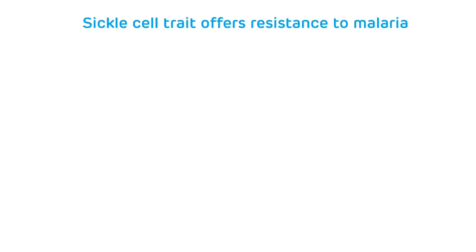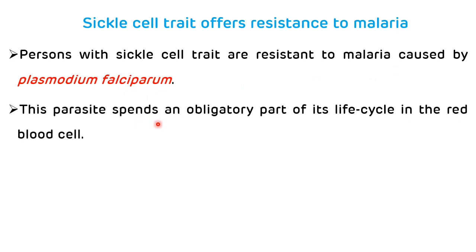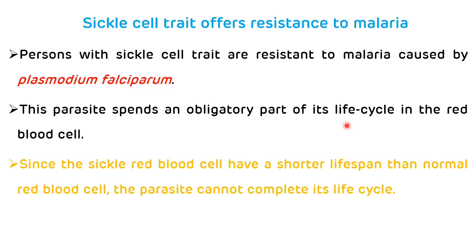Now, one important thing is that sickle cell trait offers resistance to malaria. Persons with sickle cell trait are resistant to malaria caused by Plasmodium falciparum, because this parasite spends an obligatory part of its life cycle in the red blood cell. Since sickle red blood cells have a shorter lifespan than normal red blood cells, that is 70 days as compared to the 120 days of normal lifespan, this parasite cannot complete its life cycle. That's why sickle cell trait offers resistance to malaria.